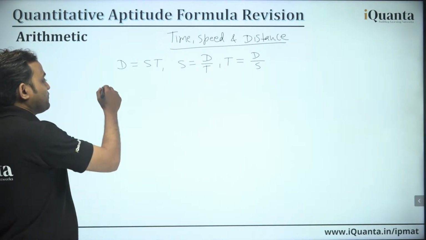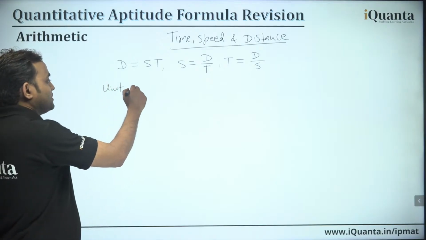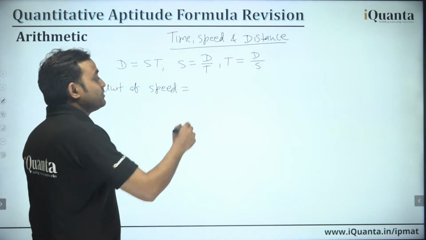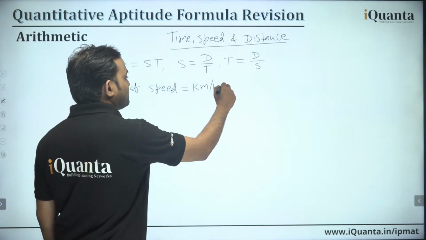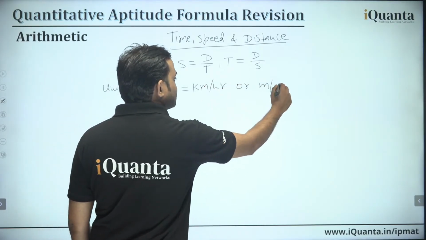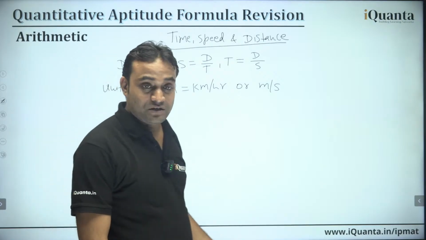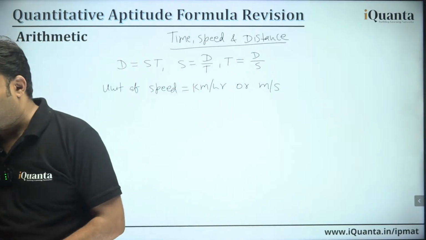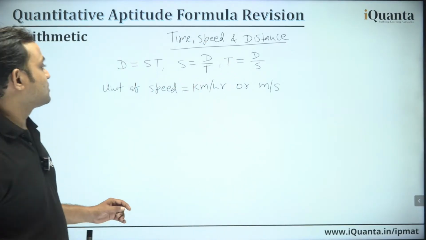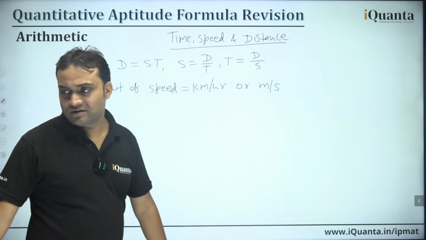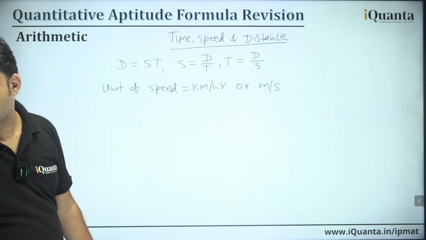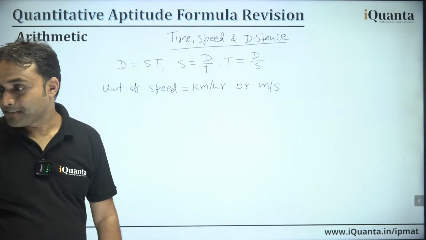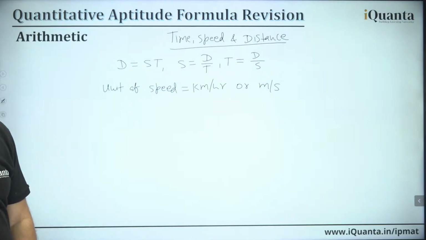But if you're trying to find the unit of speed, it is usually kilometer per hour, or meter per second. Now how do we convert this kilometer per hour to meter per second, or meter per second to kilometer per hour, right? T is equal to S by D, right? S by D or D by S? T is equal to D by S. Related type question. Okay.